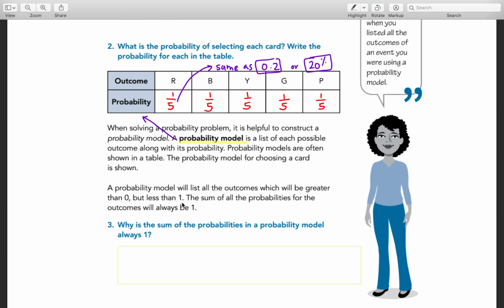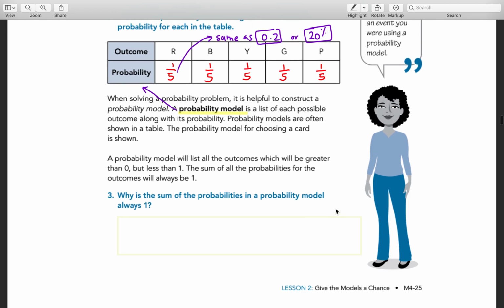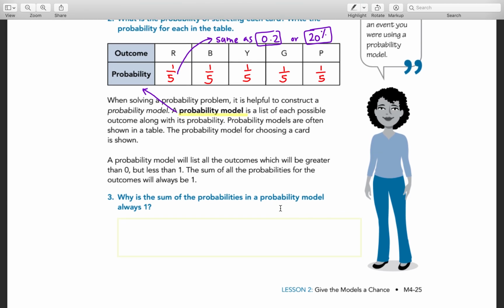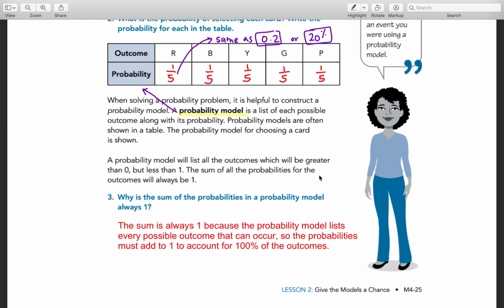Okay, so a probability model will list all of the outcomes, each of which will be greater than 0 but less than 1. The sum of all the probabilities for the outcomes will always be 1. We figured this out in the previous pages. So why is the sum of the probabilities in a probability model always 1? Because the probability model lists every possible outcome that can occur, like this one, right? We had 1 over 5 for R, 1 for B, 1 for Y, 1 for G, and 1 for P as well. So all of them. The probabilities must add to 1 to account for 100% of the outcomes.